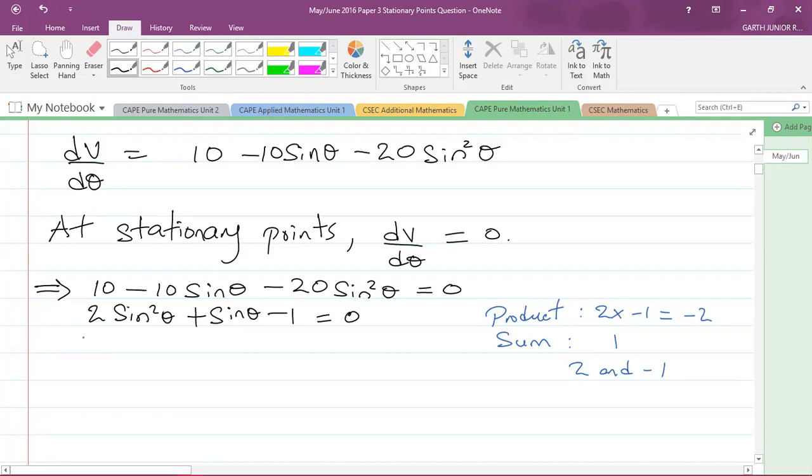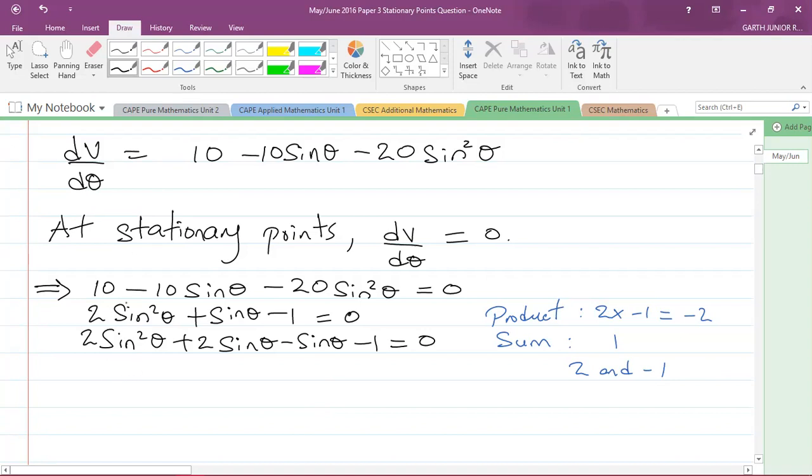All right. So what I now have is 2 sine squared theta here, splitting the sine theta as positive 2 sine theta minus 1 sine theta. All right. And remember that I have a minus 1 there at the end as my constant, and that is equal to 0. Great. Let us now factorize.